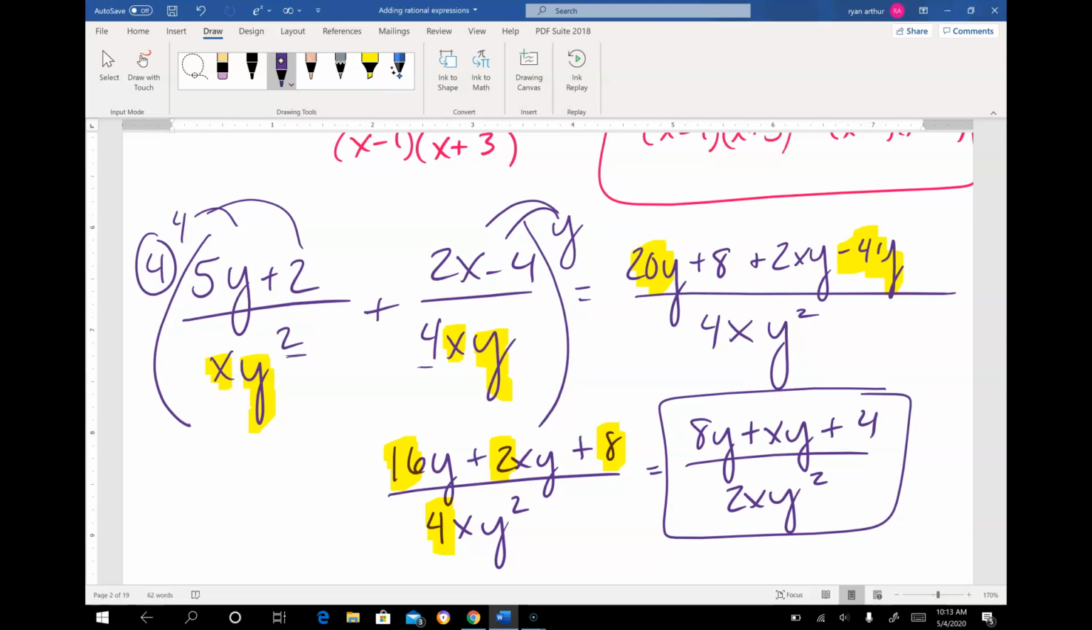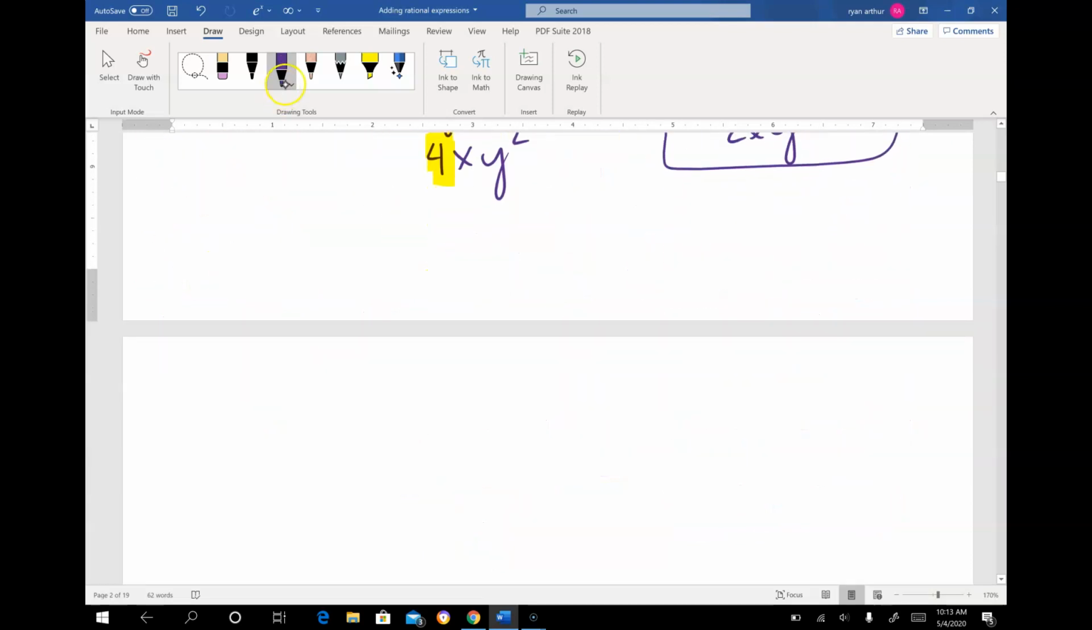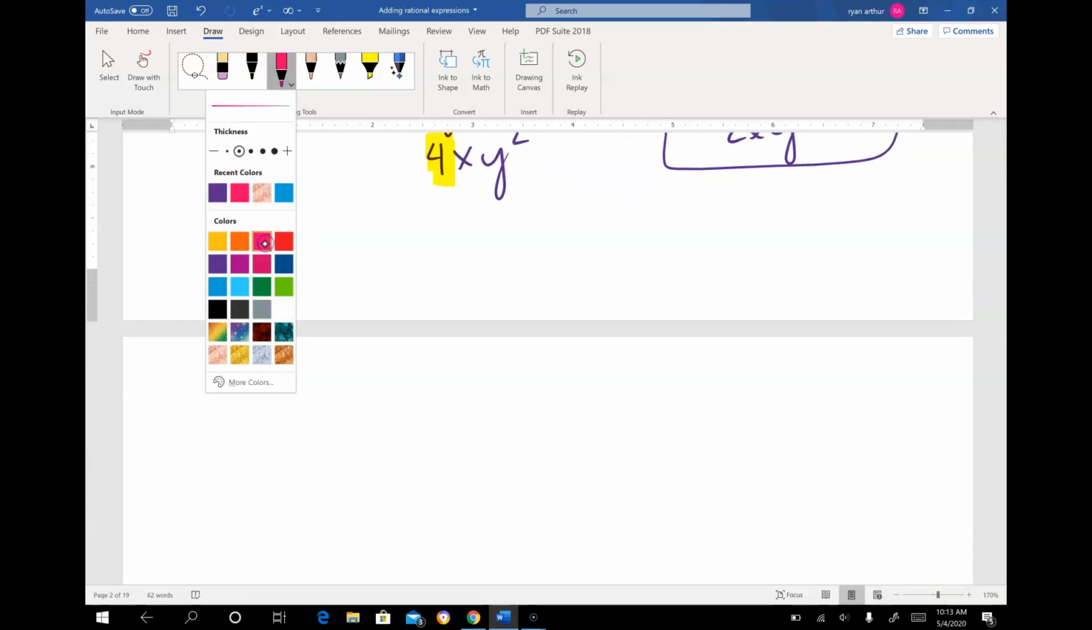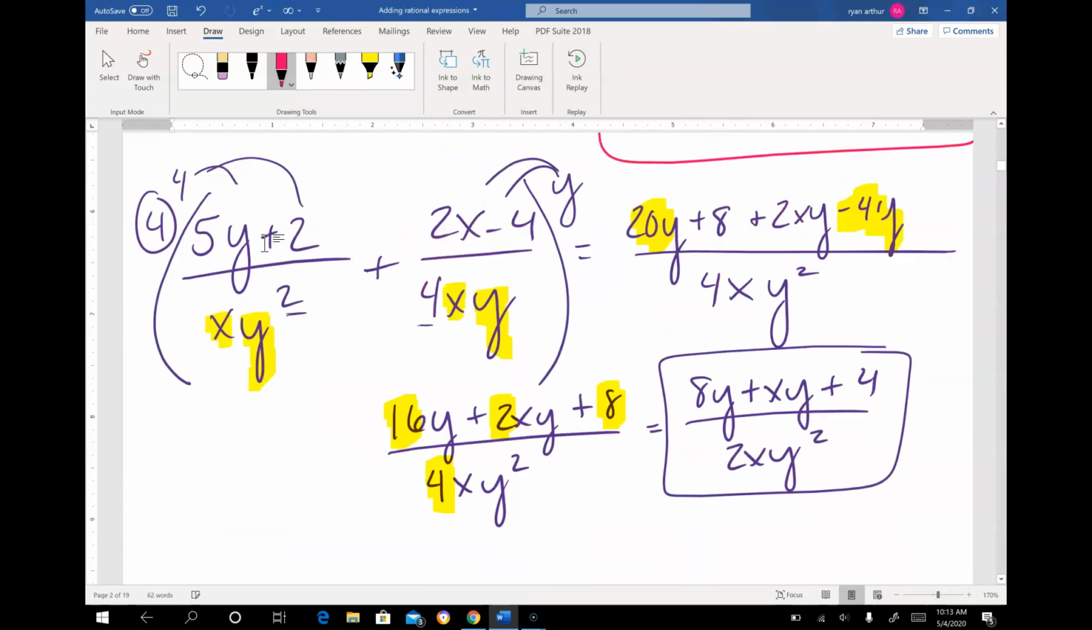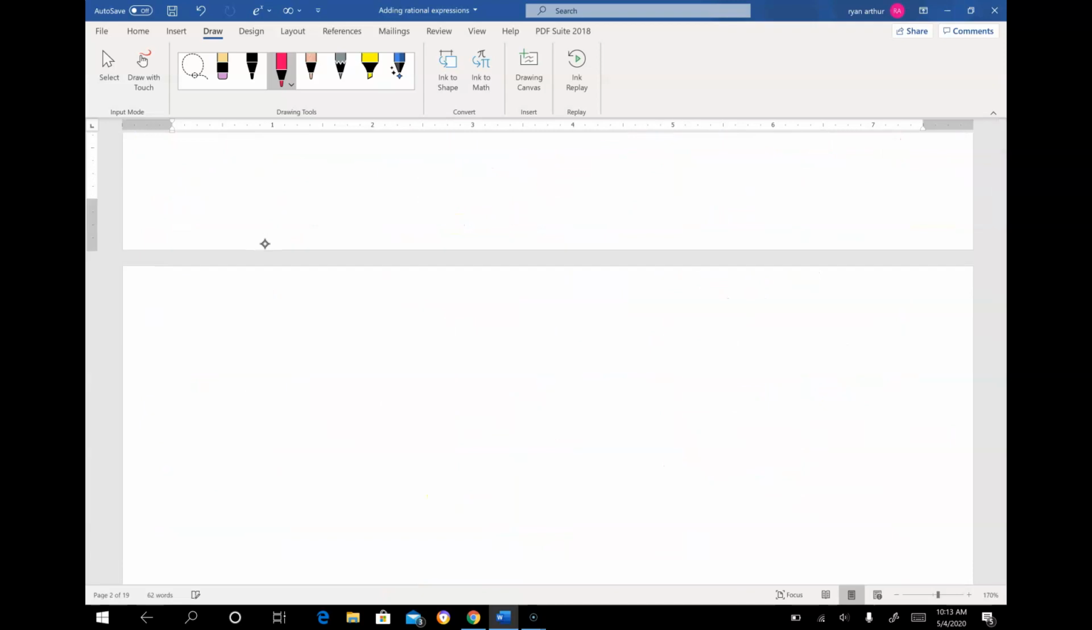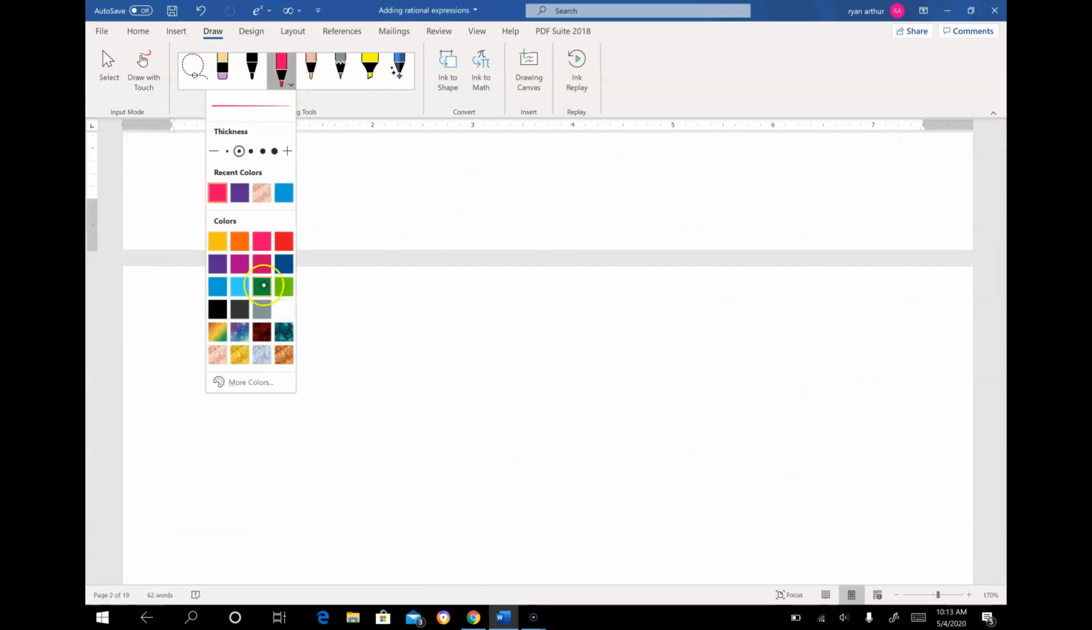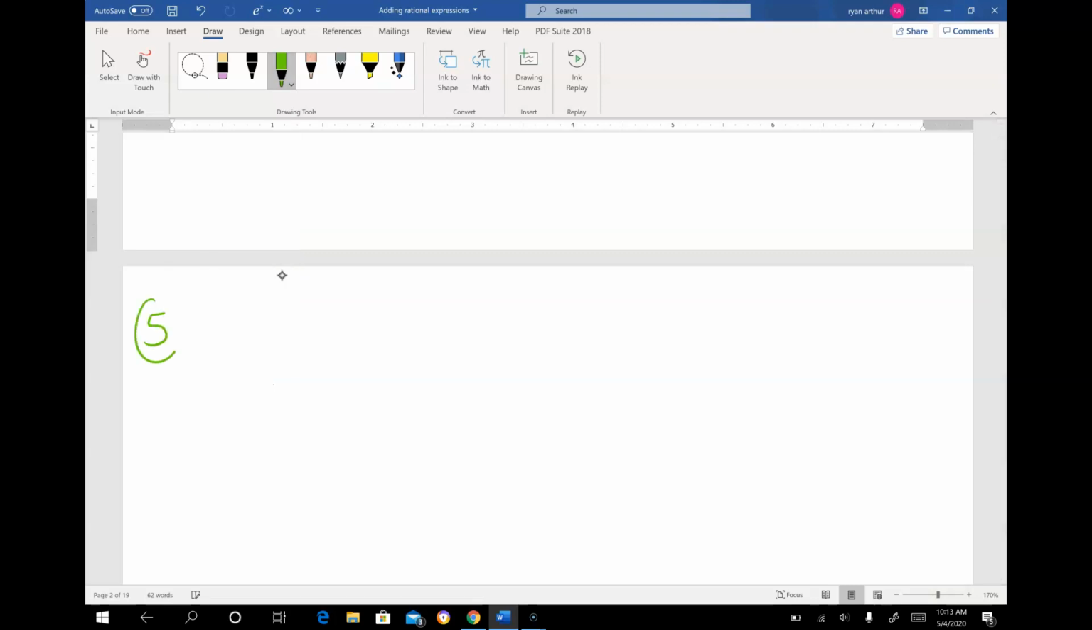All right. Next one is number 5. Okay. Number 5 is going to be 3 over 7x squared times y plus 4 over 21xy squared.